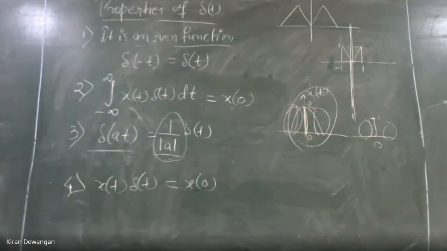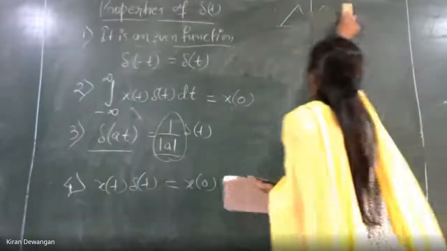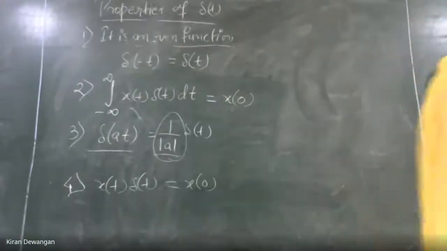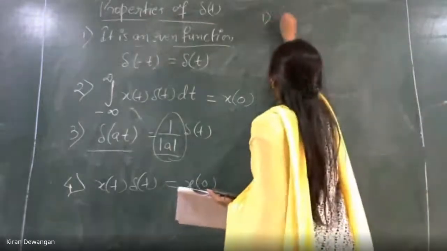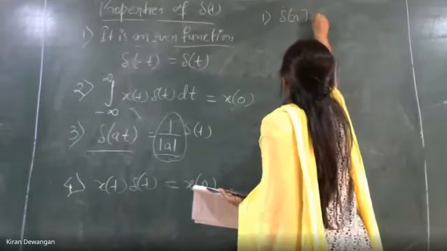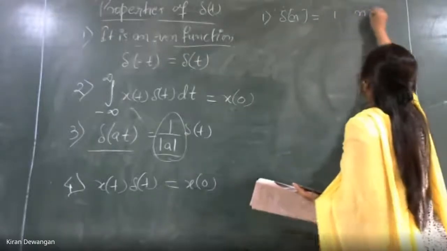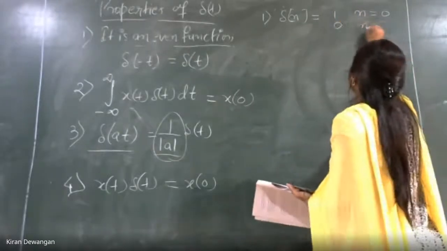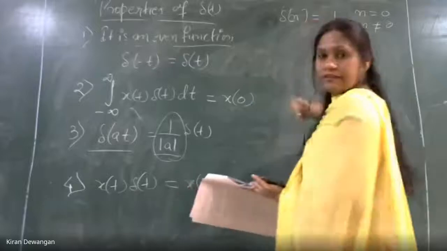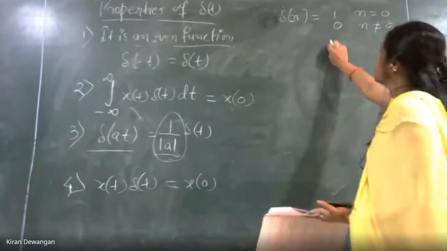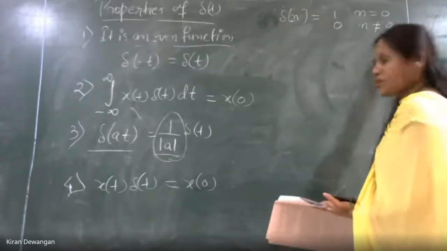Okay? Now let's check the properties in discrete time. In discrete time, the properties will be as follows. First property, del of n. How will we actually write del of n? 1 at n equals to 0 and 0 at n not equal to 0. Okay? This is del n. Here in discrete time, del n is 1 at n equals 0 and it is 0 at n not equal to 0.